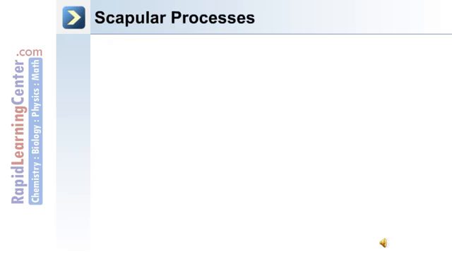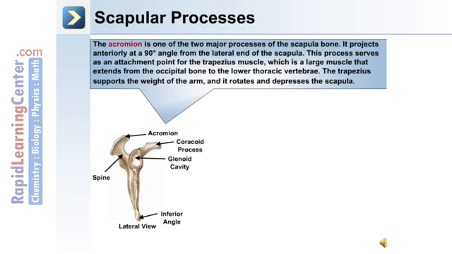The two major processes of the scapula. The acromion is one of the two major processes of the scapula bone. It projects anteriorly at a 90-degree angle from the lateral end of the scapula. This process serves as an attachment point for the trapezius muscle, and the trapezius muscle extends from the occipital bone to the lower thoracic vertebrae. This muscle supports the weight of the arm as it rotates and depresses the scapula bone.